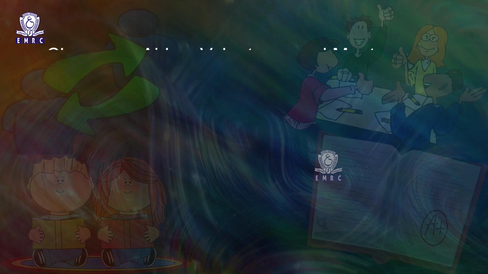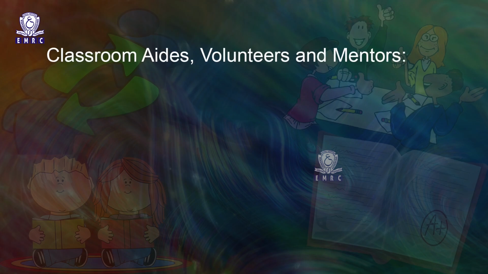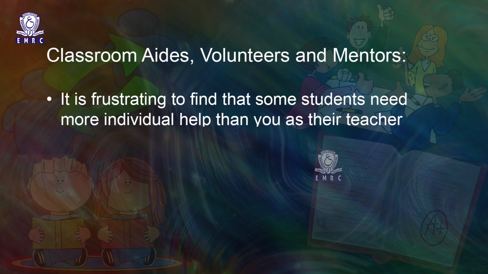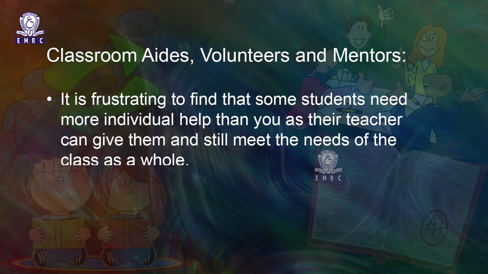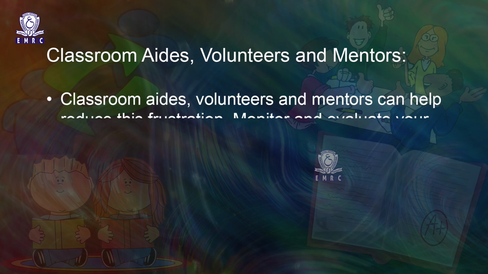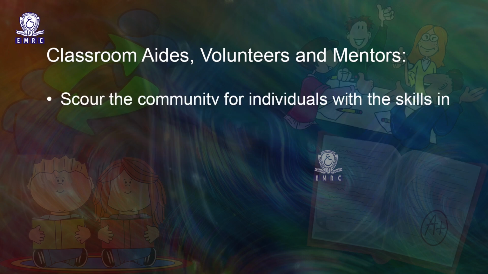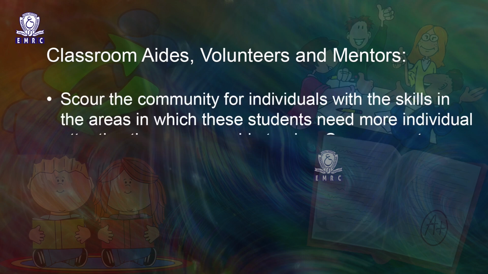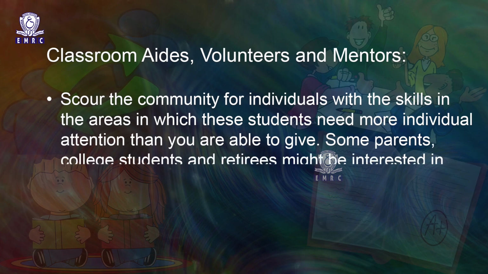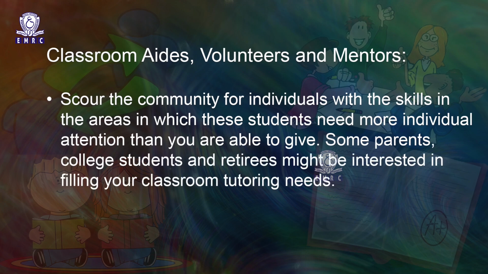Classroom aides, volunteers and mentors. It is frustrating to find that some students need more individual help than you as their teacher can give them and still meet the needs of the class as a whole. Classroom aides, volunteers and mentors can help reduce this frustration. Monitor and evaluate your class for students you believe could benefit from one-on-one tutoring. Scour the community for individuals with the skills in the areas in which these students need more individual attention than you are able to give. Some parents, college students and retirees might be interested in filling the classroom tutoring needs.